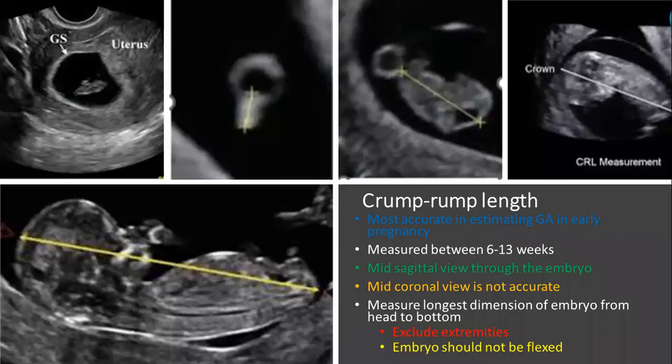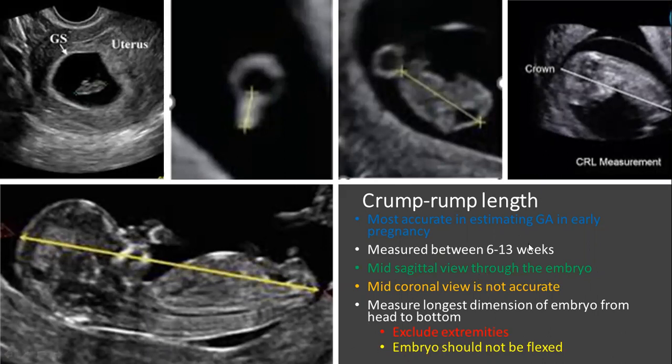The next and the most accurate measurement is the crown rump length. It is the most accurate measurement used in estimating gestational age, which gives us a gestational age within the range of plus or minus 5 to 7 days. So this is the preferred method of dating pregnancy. It is measured between 6 to 13 weeks, and we should measure this in a mid-sagittal view through the embryo.